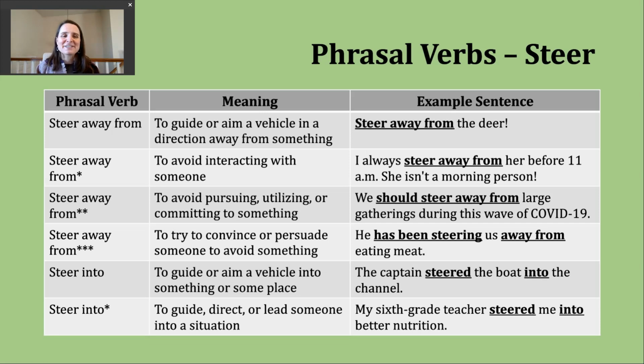A fourth way we can use steer away from is to mean to try and convince or persuade someone to avoid something. An example of this: he has been steering us away from eating meat. Right? So this particular person is maybe trying to convince others, either for their health or for the sake of the environment, right? Let's avoid eating meat.